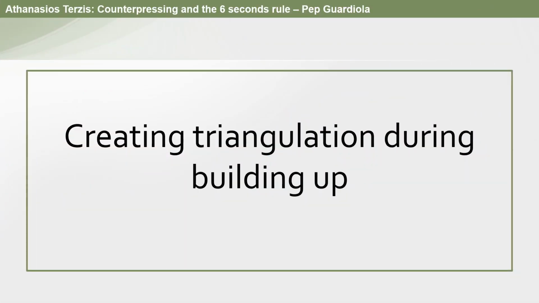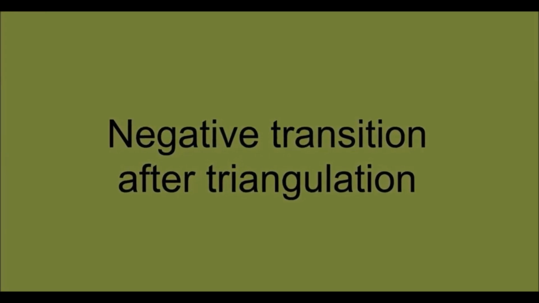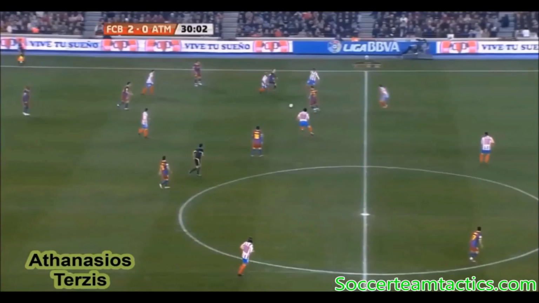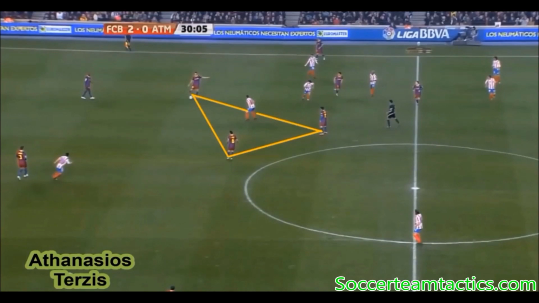Except for the right mentality to react immediately as soon as possession is lost and apply pressure on the ball, another important element for effective counter-pressing is for the attacking team to build up by retaining short distances between the players and creating triangles. Let's watch now several examples of how the triangulation created by Barcelona players enables them to win the ball back immediately as soon as they lose possession.